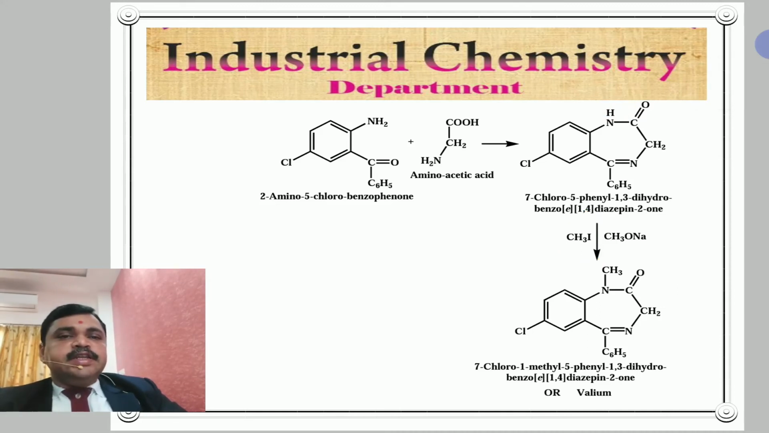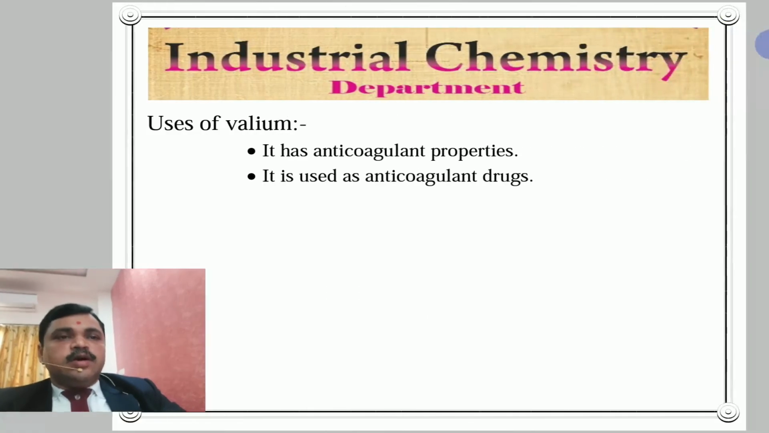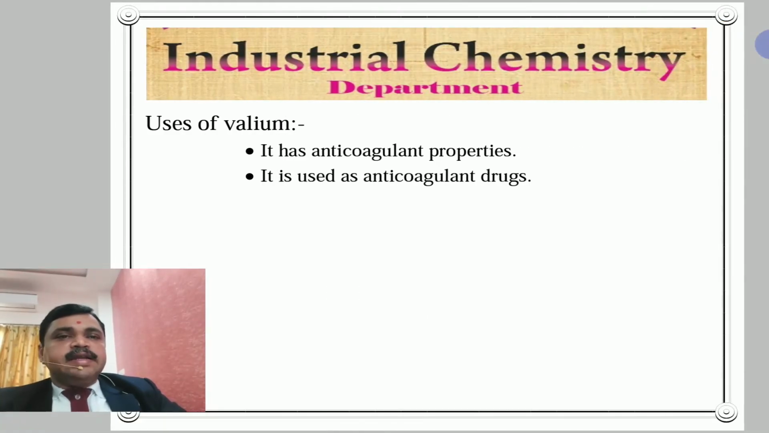Now we discuss the medicinal application of Valium. Number 1, it has anticoagulant properties. And number 2, it is used as an anticoagulant drug. This is the medicinal application of Valium. Now we complete this class of drugs, anticoagulant drugs. In this class we discussed dicumarol, tromexan, Fenindion and Valium.